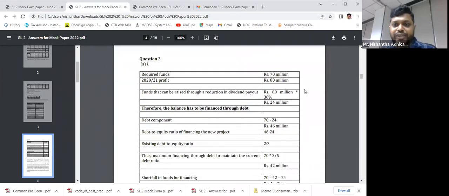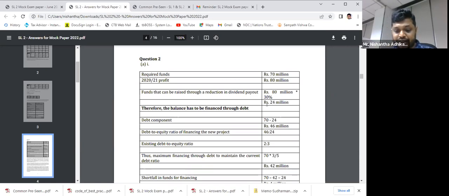Okay. Required funds 70 million. Your profit is 80 million. Funds that can be raised through a reduction in dividend payout. That means minimum 20%, then 30% you can retain. That means you can retain 24 million. Then total investment requirement 70. If you retain 24 from equity, balance 46.